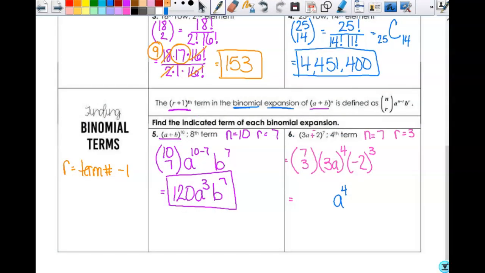So that means I may not have left myself enough room. I probably didn't. Negative 22,680 is my final, times a to the 4th is my final answer. Okay.